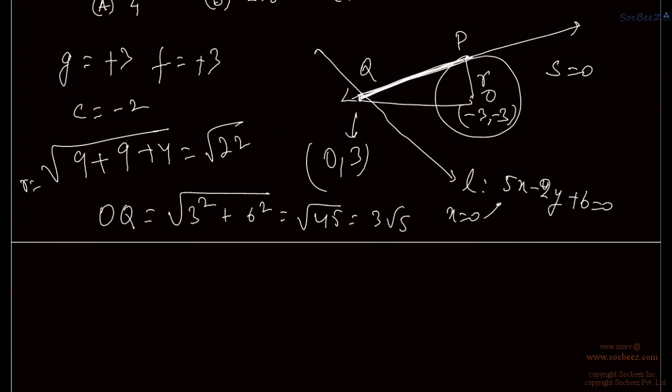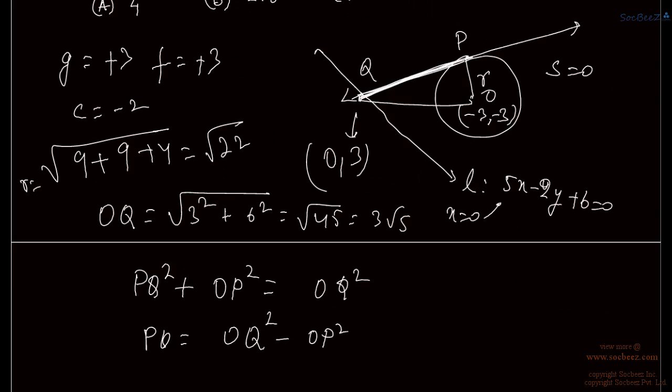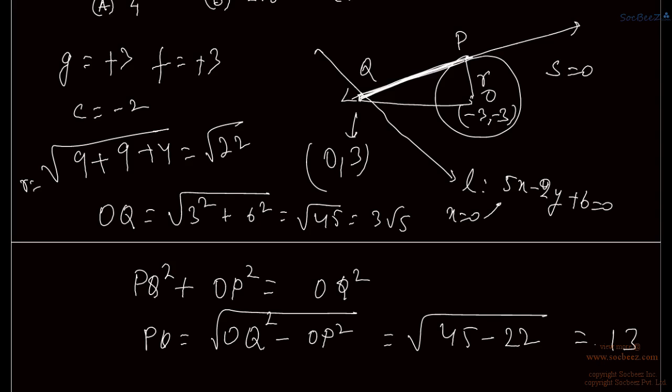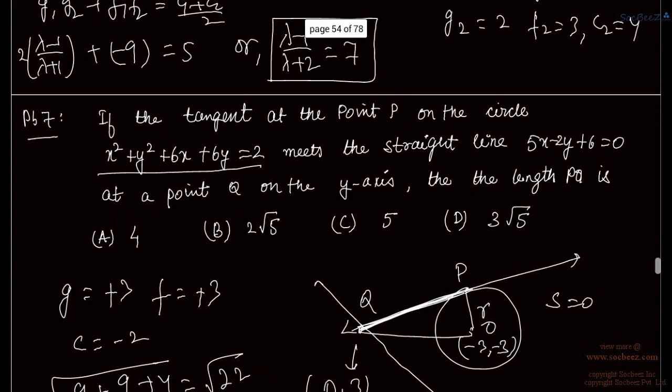So PQ, since triangle OPQ is a right angle triangle, we have the relation PQ square plus OP square is equal to OQ square. So PQ can be found out as the square root of OQ square minus OP square, where OQ square is 45 and OP is nothing but the radius. So PQ is root under 13.